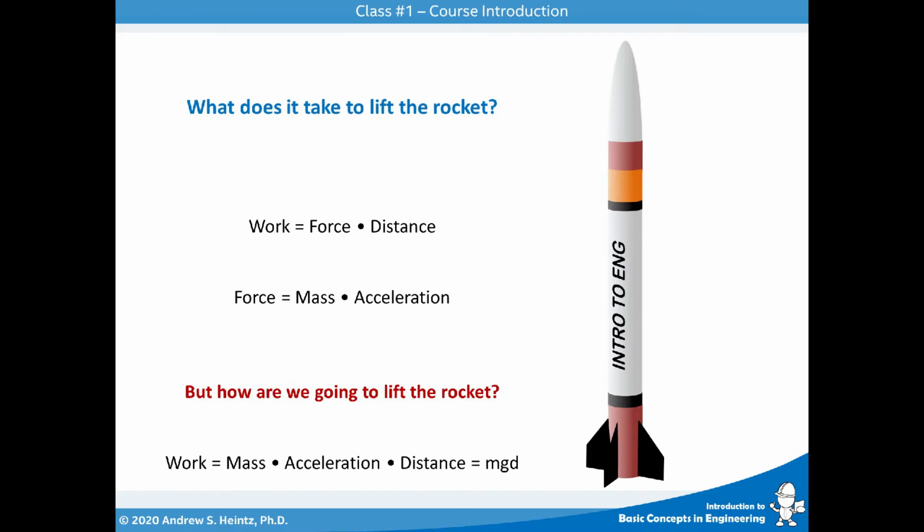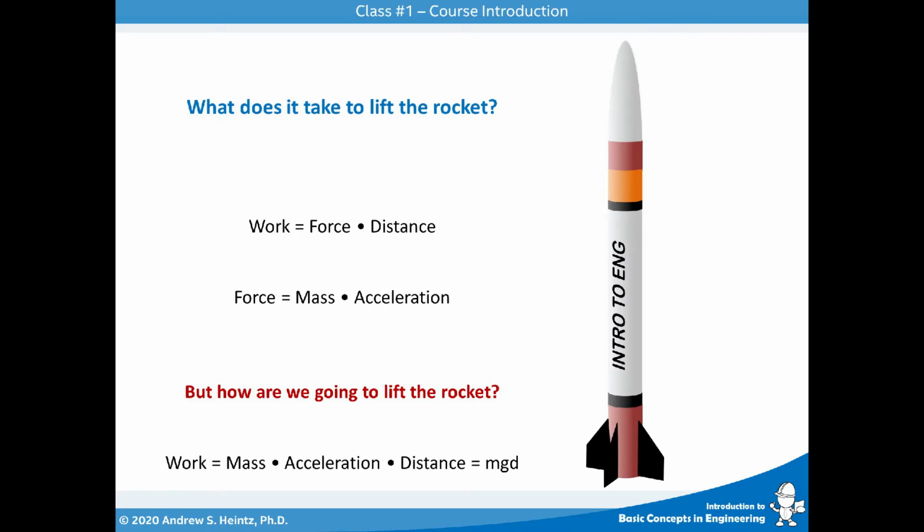So what does it take to lift our rocket? Remember, we know that work equals force times distance. We know that force equals mass times acceleration. So what that really boils down to, once we combine those two, is that it's going to be the mass of the rocket times gravity times the height that we need to lift the rocket will be the total amount of work that we need to put in to lift it that particular height.